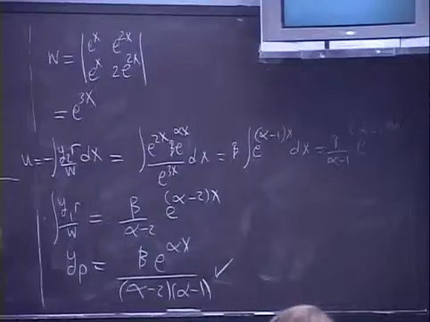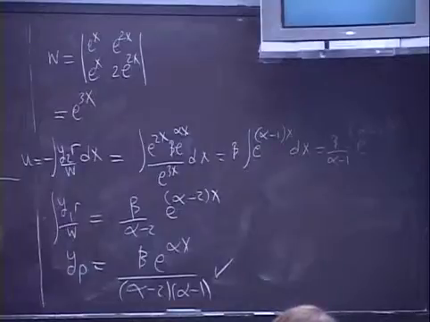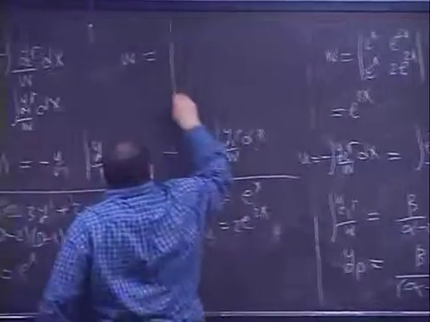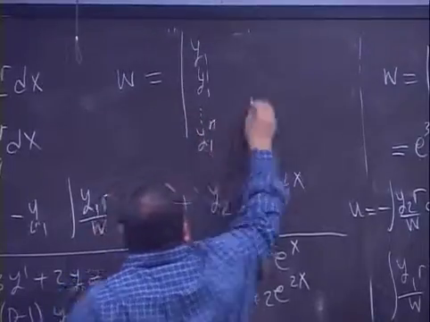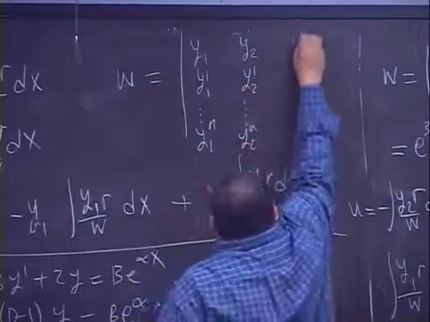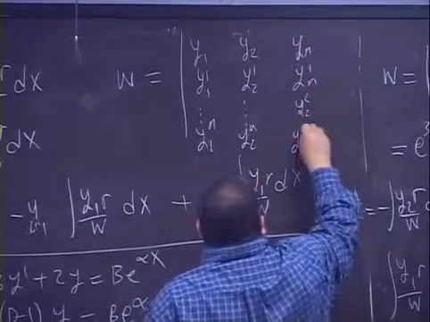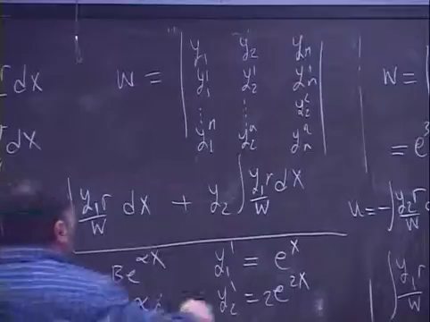So we can extend it to nth order differential equation, and then your Wronskian will be just what? y1, y1 prime, up to y1 to the n minus 1; y2, y2 prime, up to y2 to the n minus 1; up to yn, yn prime, up to yn to the n minus 1. So this will be the Wronskian.